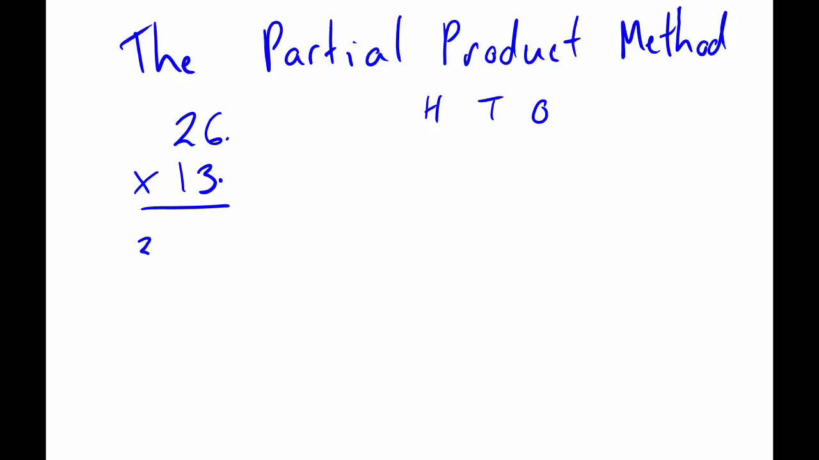So we do the first one like this, 3 times 6. Then we write our answers down underneath the hundreds, tens, and ones, lining them up carefully. The answer of 3 times 6 is 18.